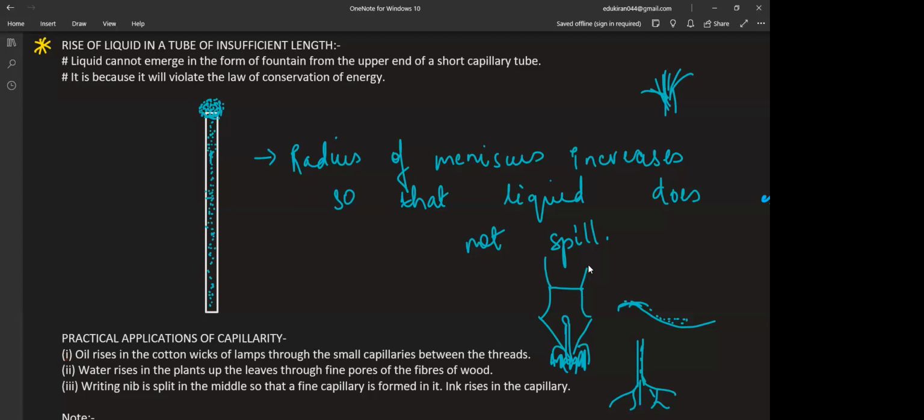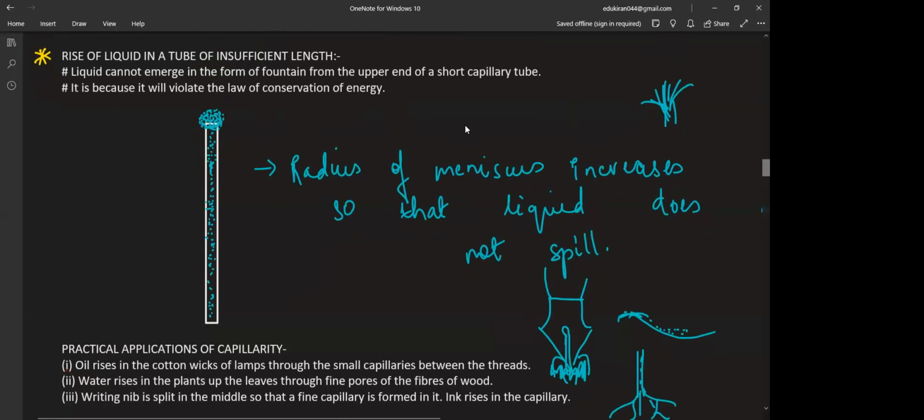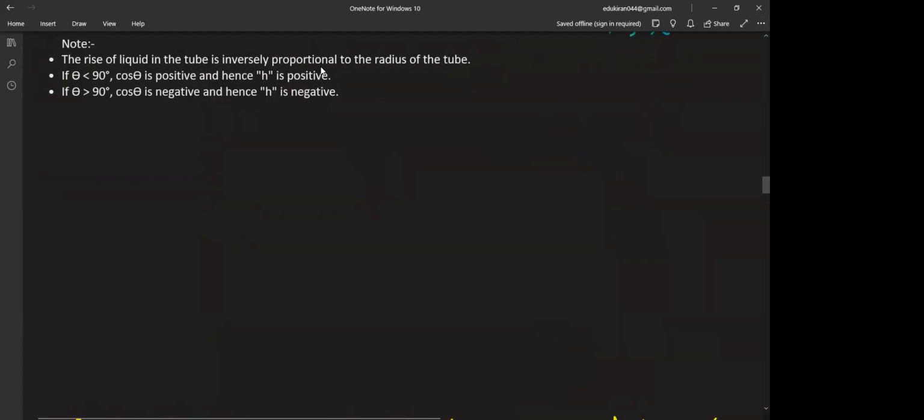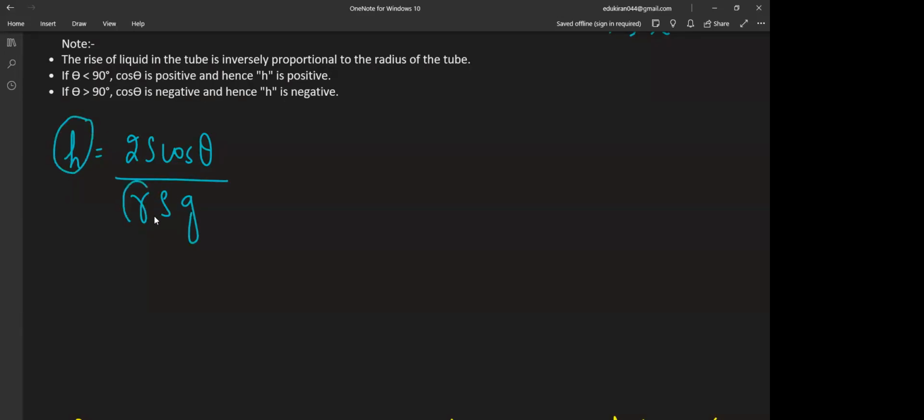Clear? All these points are clear? Yes, ma'am. Okay. One more note point that I want to discuss. This will come as a separate question, and practical applications will come as a separate question. One more thing you have to understand is that the rise of liquid in a tube is inversely proportional to radius. How? h = 2S cos θ / (r ρ g). So height is inversely proportional to radius.